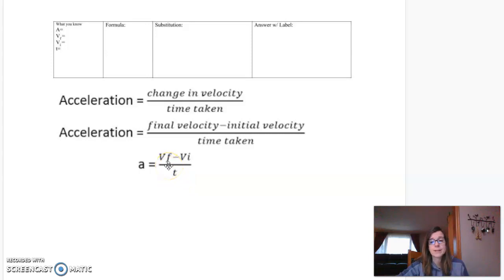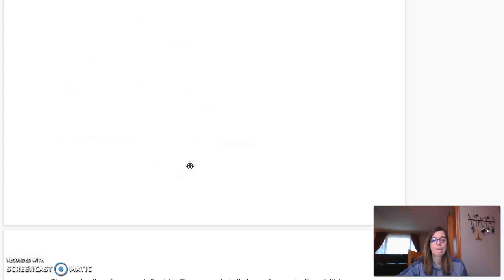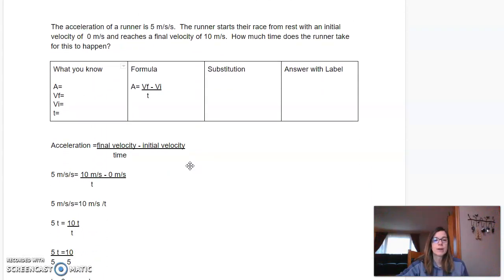Remember, final velocity is the velocity at the end of the situation for the object, and initial velocity is the velocity at the very beginning of the situation. Down here we have a problem for us to solve, to practice using this formula.